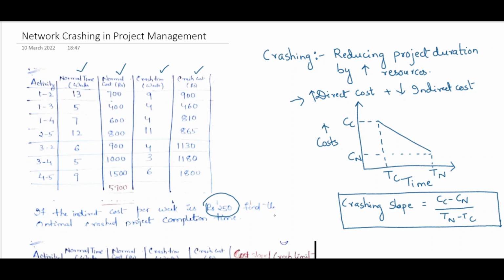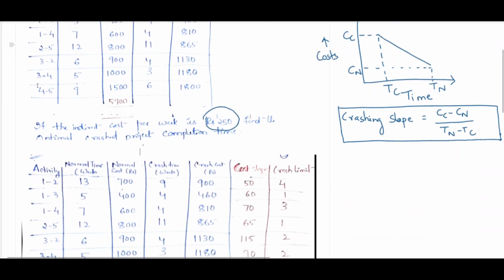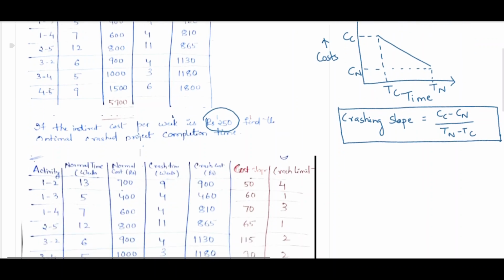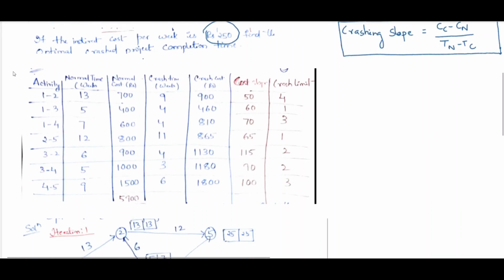What you have to do is find the optimal crashed project completion time. So now what we will do, first of all, is compute. You can see that this is the question given to us. First of all we will compute the cost slope using this formula. Crashing slope is equal to Cc minus Cn divided by Tn minus Tc.